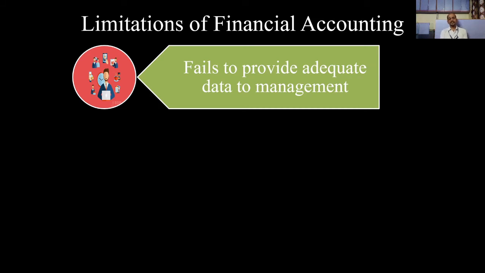Next limitation is it fails to provide adequate data to management. Again, it is a continuation of the previous points, that management requires data. Data comes from reports. Reports are generated through a system, and in financial accounting, such a system is not there. So it fails to provide adequate data to the management.